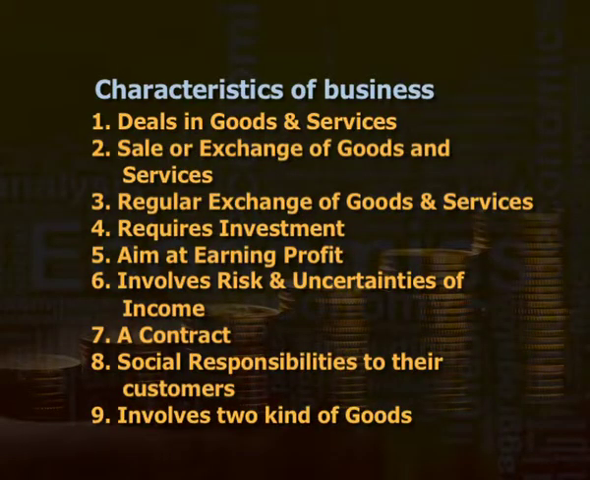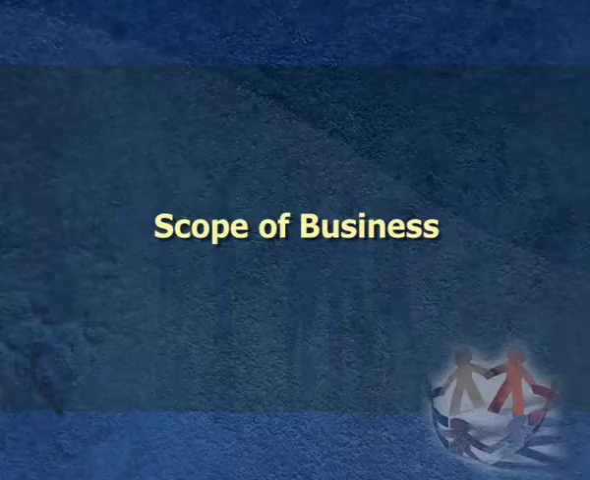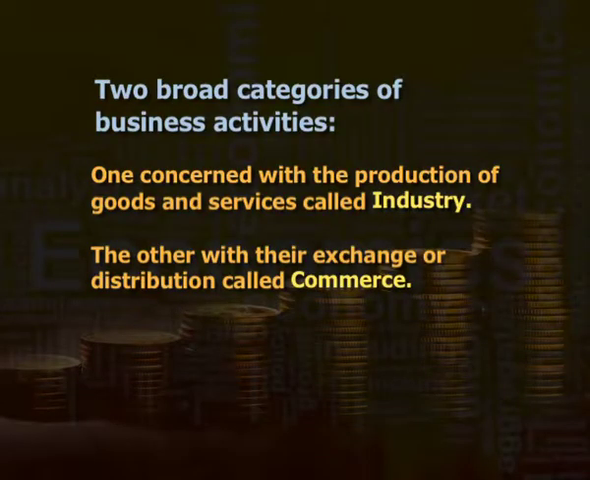Ninth is it involves two kinds of goods. Business involves two kinds of goods, that is consumer goods and producer goods. Now let us discuss the scope of business. There are two broad categories of business activities, one concerned with the production of goods and services called industry and the other with their exchange and distribution, which is called commerce.